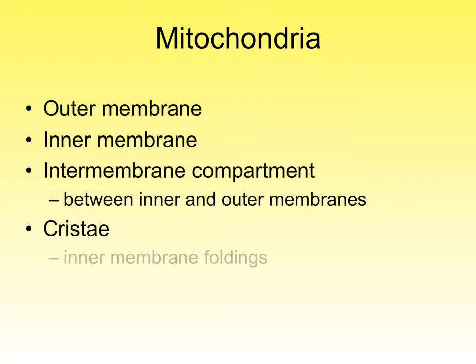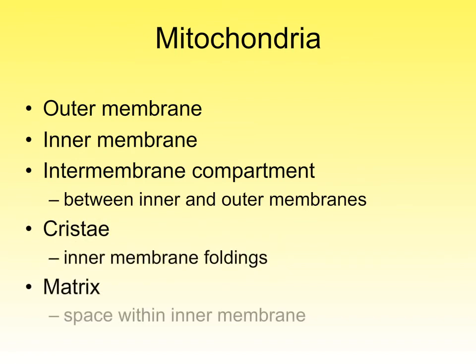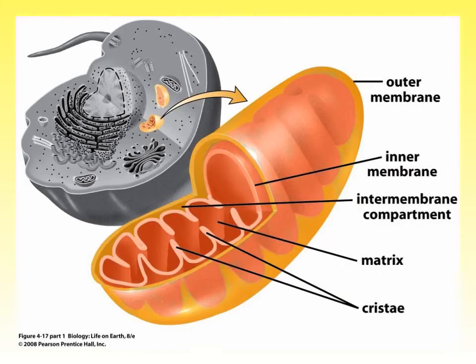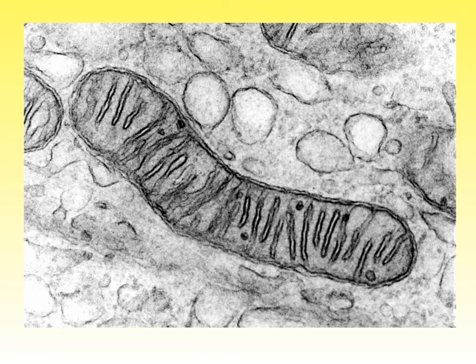The inner membrane folds inward, producing sac-like structures called cristae. The matrix is the area within the inner membrane. This diagram shows the locations of the outer and inner membranes, the intermembrane compartment, and the sac-like cristae. Make sure you can locate those structures on this micrograph of a mitochondrion.